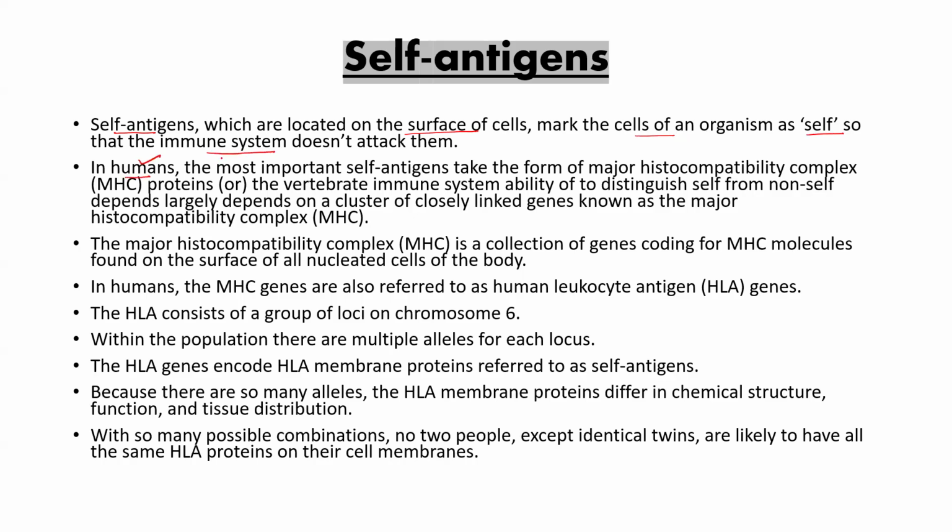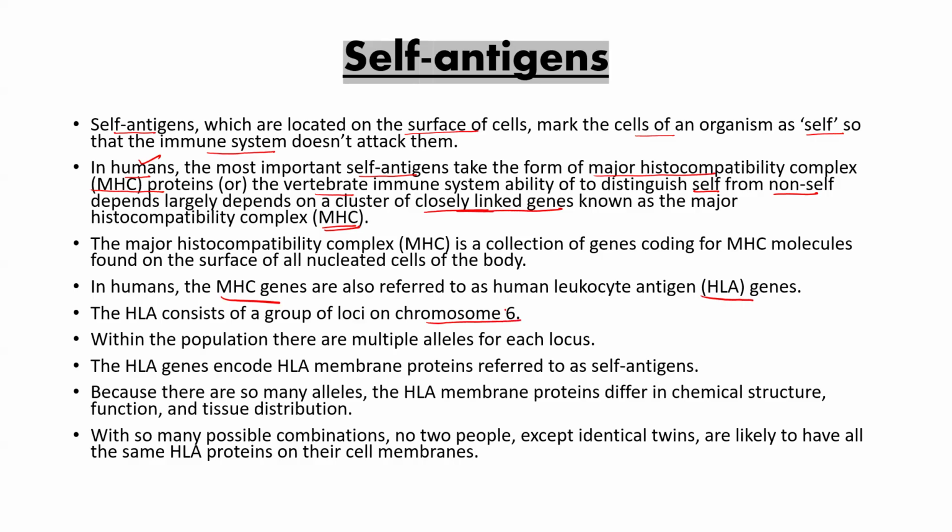In humans, the most important self-antigens are the MHC proteins, meaning major histocompatibility proteins. The vertebrate immune system has the ability to distinguish self from non-self because of these closely linked genes, known as MHC genes. Is it clear? In humans we call these genes HLA genes, located on chromosome 6.